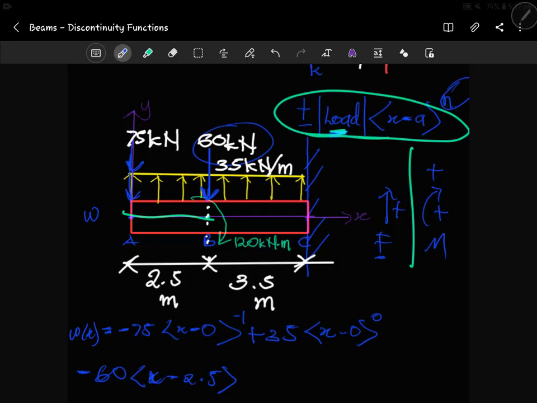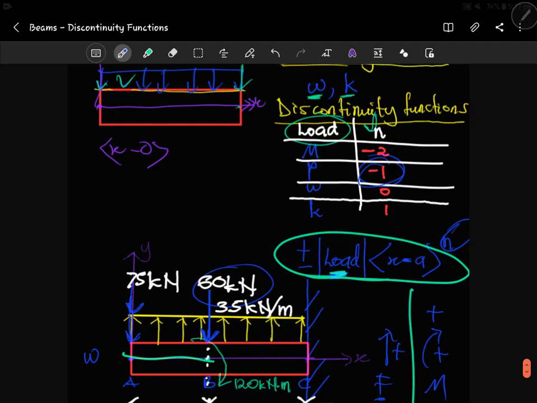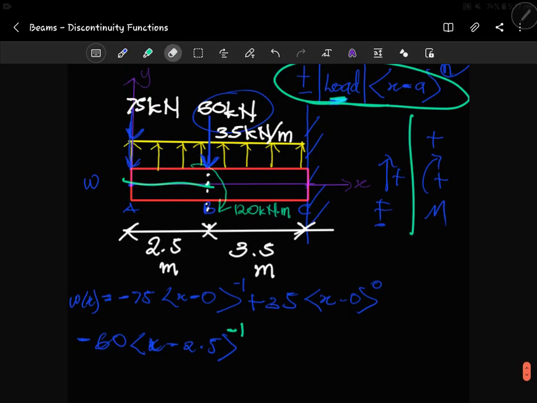So that's about it, 2.5. And now we need the n. This 60 here is a point load. P is what? Minus 1 here. Right here, that's what we see, minus 1. So you put a minus 1 here, right? Minus 1, right? What's the next thing?